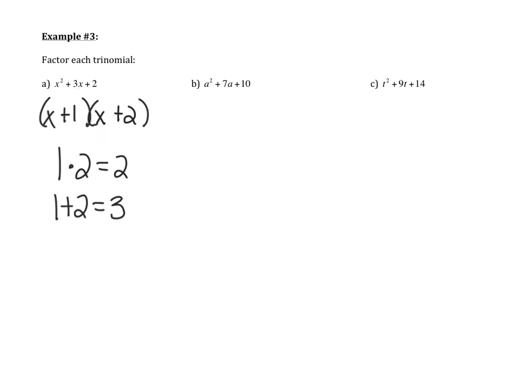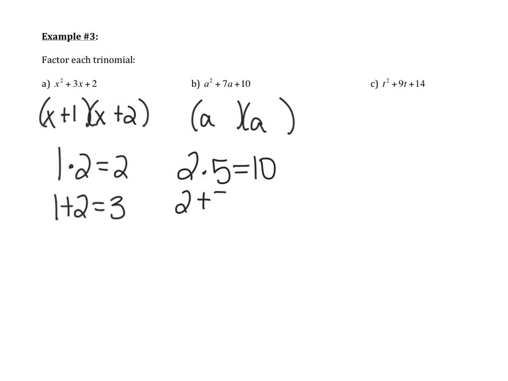Problem B, a squared plus 7a plus 10. So again, I know that this trinomial is going to break down to 2 binomials. I know that I'm going to have a's in the front because when I multiply this back out, I need a times a to get that a squared. And now I'm going to look for two numbers that multiply to give me 10 that add up to give me 7. So I'm thinking of 2 times 5 because 2 times 5 is 10 and 2 plus 5 is 7, exactly like I wanted.